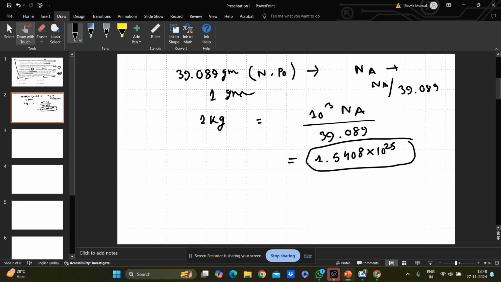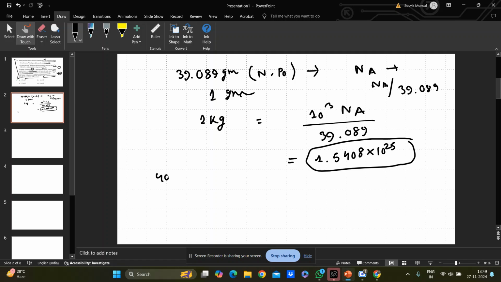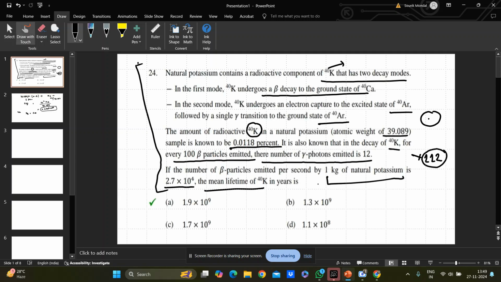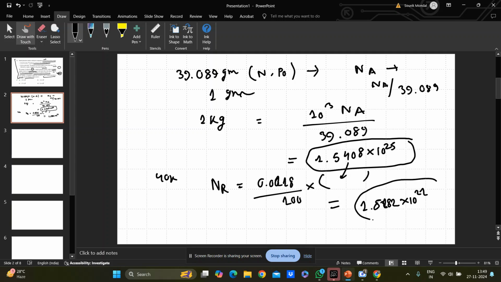Now this number of particles is not all radioactive. Okay, in the question it is given that among natural potassium this much percentage is radioactive, so you have to find the number of radioactive 40K particles present from this number of particles. So you have to multiply this by 0.0118 percent, that is 0.0118 divided by 100, into this number. Okay, so what will be your number of radioactive particles? This will be 1.818182 into 10 to the power 21. Okay, so this is the number of radioactive particles. Let me write it a little bit clearer.